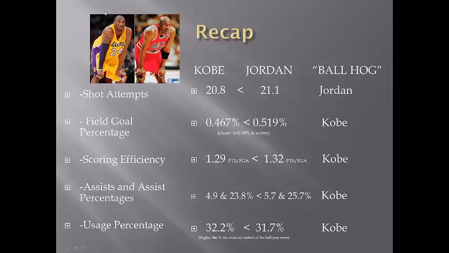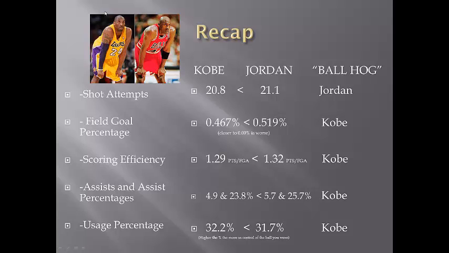Shot attempts. Kobe took 20.8, and Michael took more than him, 21.1. So you give the edge to shooting more to Jordan, more ball hog. However, the field goal percentage, Kobe's at .467, whereas Jordan's at .519. And the closer to 0% is worse. So Kobe is worse. So advantage, ball hog, Kobe. Scoring efficiency. This is the points divided by the field goal attempts. 1.29 is less than 1.32. Advantage Jordan, ball hog Kobe.